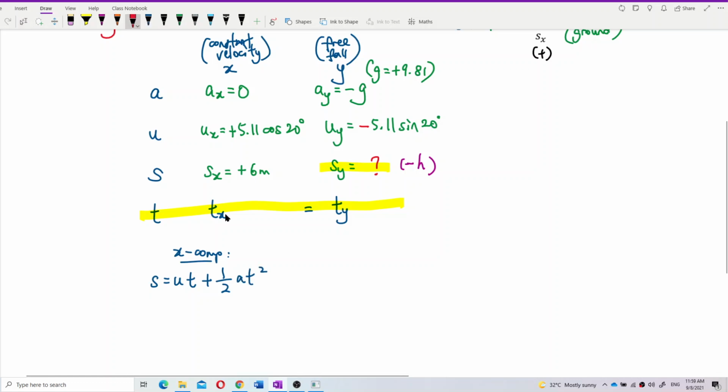But remember the subscript here, you should put subscript Sx, Ux, Ax, like that. Okay, Ax is 0, cancel off 0. So what do we have here? We have the U, is it? U is 5.11 cosine 20. And then, yeah, we have the displacement, positive 6.